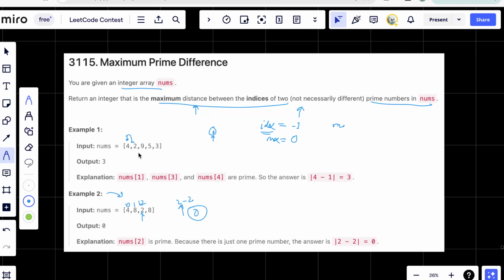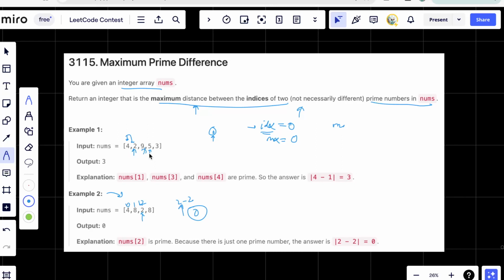Now we'll come to 2. I can see that 2 is a prime number. So we will check if index is not -1. That would mean a prime number has been encountered before. But index is -1, which means no prime number has been encountered, so we cannot calculate the maximum distance. So we will simply replace it with the index, because we have found a prime number here. We'll replace it with a 0, but we will not calculate the maximum distance. Now moving ahead, we'll come to 9. 9 is also not a prime number, so we'll keep moving.